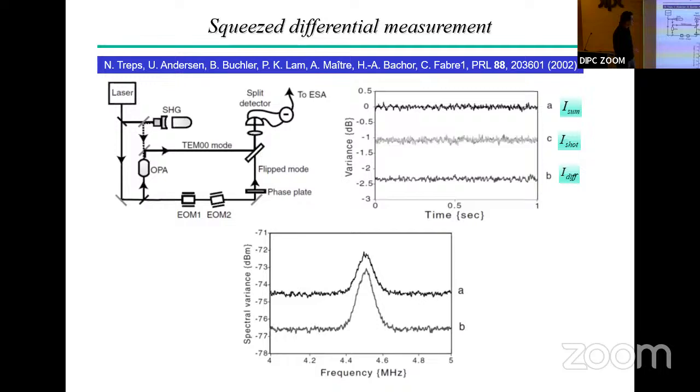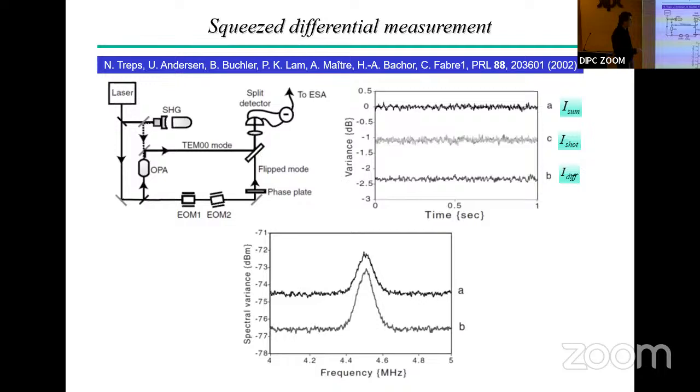In this case, what you see is the shot noise of each half of the detector. So they had access to both photocurrents, from each half of this detector, okay? And this is the shot noise of each half. This is the noise of the sum of the two photocurrents, and this is the noise of the difference. So you see that it's below the sum and below the shot noise line.